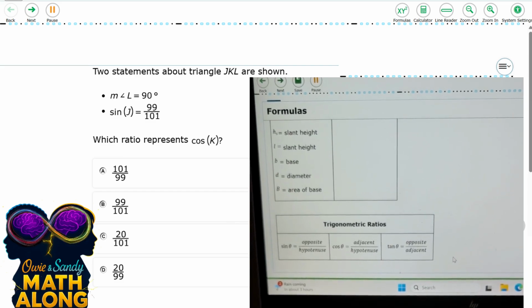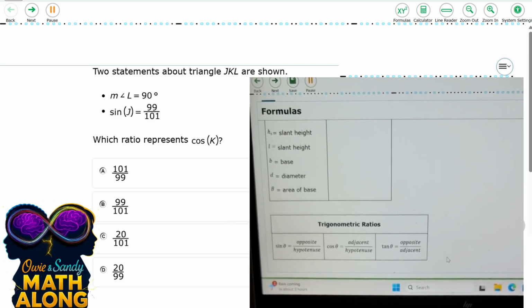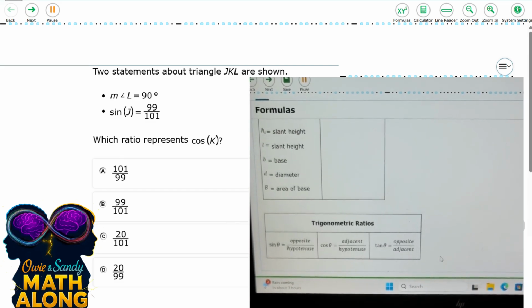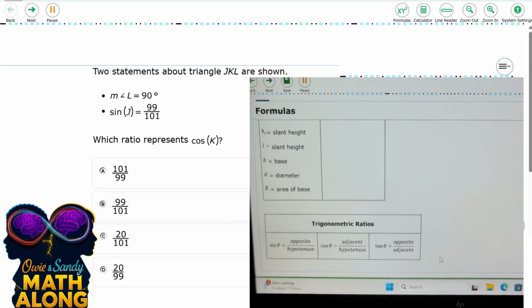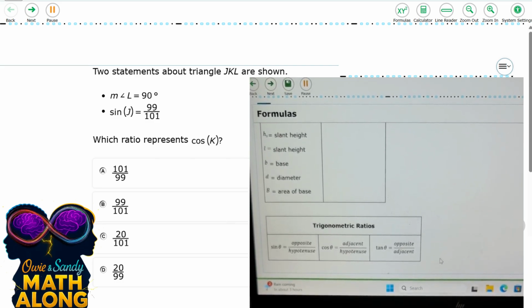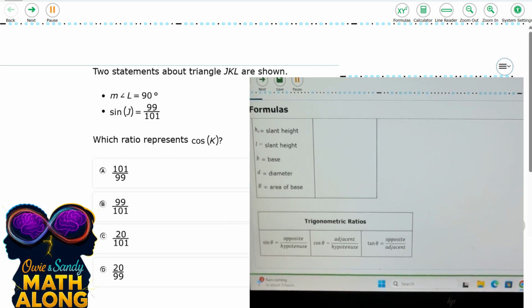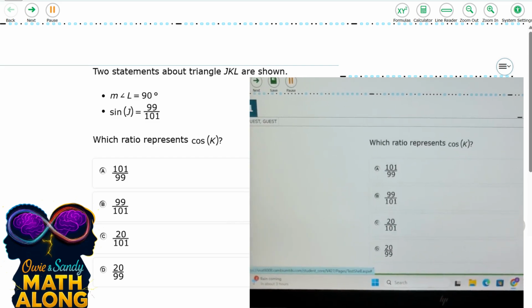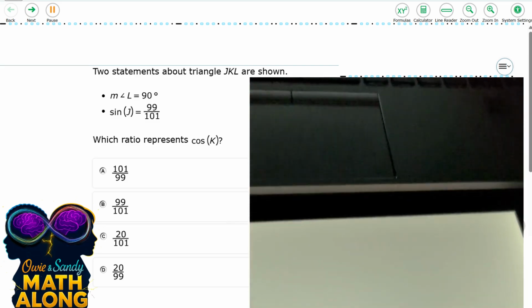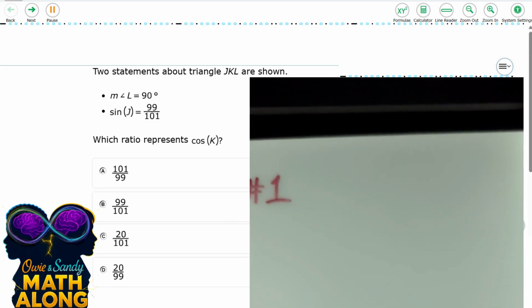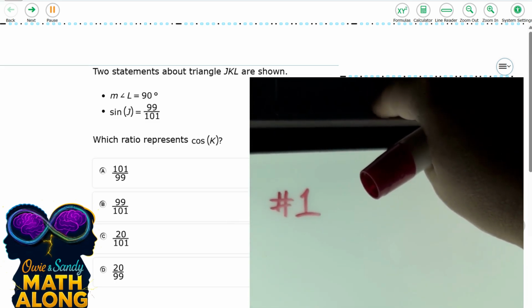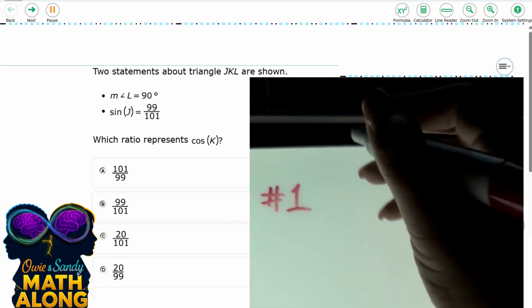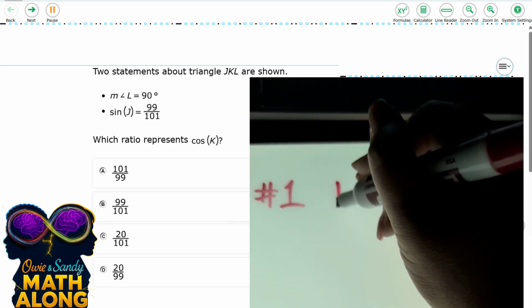Opposite over hypotenuse is our sine, which is what we were given. Adjacent over hypotenuse is our cosine. And we have tangent here, which we don't need for the purposes of this problem, okay? So we come back to the problem. We have cosine of K, and they're telling us we have a triangle JKL. L is a 90-degree angle.